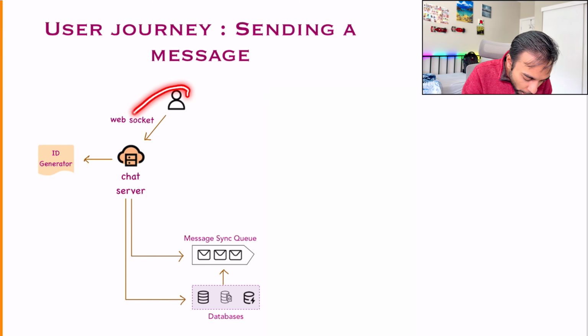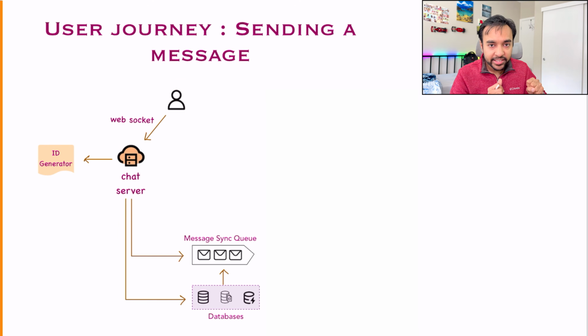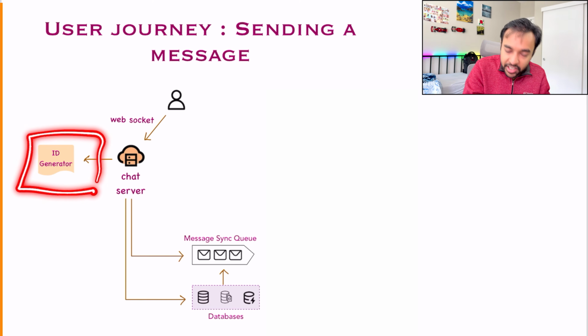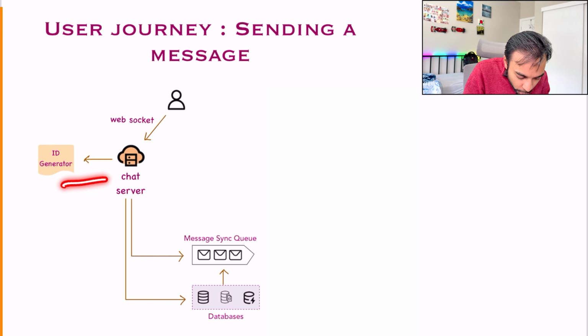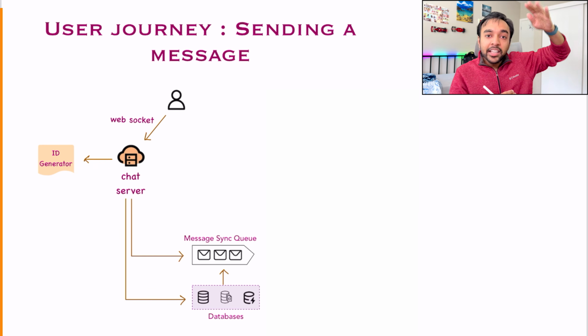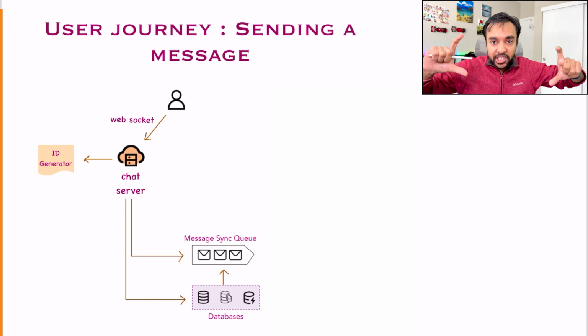The user has now established a WebSocket to a chat server. This chat server will now connect to an ID generator. As soon as you compose your message and you hit send, it will hit this ID generator and it will grab an ID. Notice that this ID will be unique across your entire system. You can uniquely identify this message. You get this particular ID and you will put it in your message template.